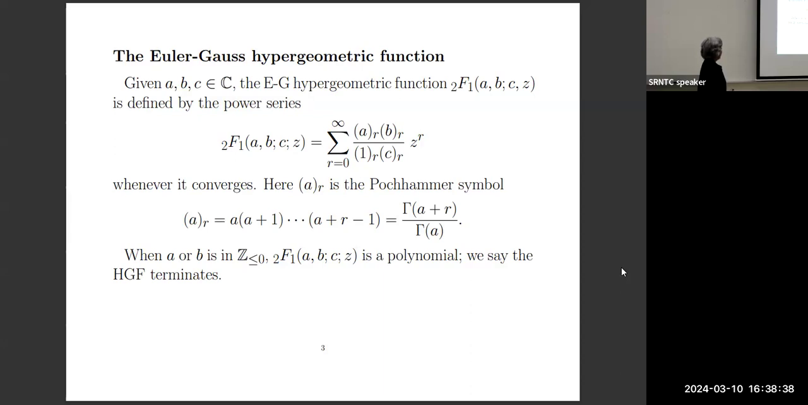Here (A)_R is A times A plus 1 times ... times A plus R minus 1. In particular, (1)_R would be R factorial. And this Pochhammer symbol (A)_R is gamma of A plus R over gamma of A. And this series is defined when the infinite series converges.